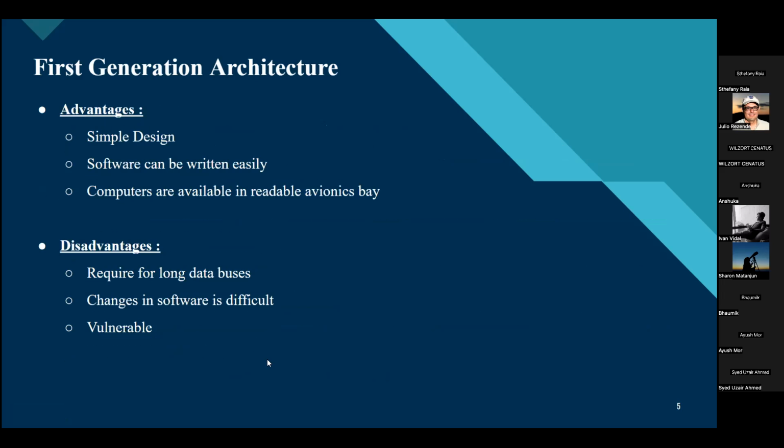Then moving on, we have the advantages and disadvantages of first generation architecture. The advantages are a simple design, software can be written easily, and computers are available in a readable avionics bay. The disadvantages were that the databases were really long, and changing software in the avionics architecture was a bit difficult. And these components were really vulnerable and could be damaged easily.